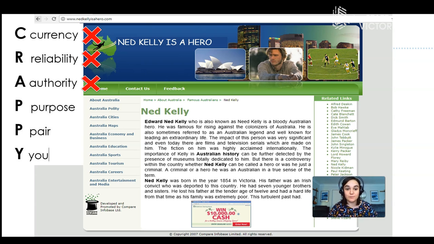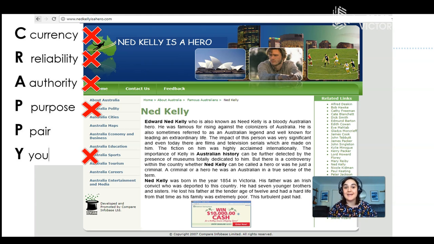P is for purpose. So let's have a look at the purpose. If we read the information, it sounds pretty opinionated. He's a bloody Australian hero, so maybe their purpose is just to share their opinions with us. We've also got this advertisement down the bottom, so the purpose could be just to advertise something. The next P is pair, so we'd have to go and look at other websites and see if it agrees with the information that's being presented here. And the last one is why, so you, what do you think? If we read the information, we can tell pretty quickly it is an unreliable website.